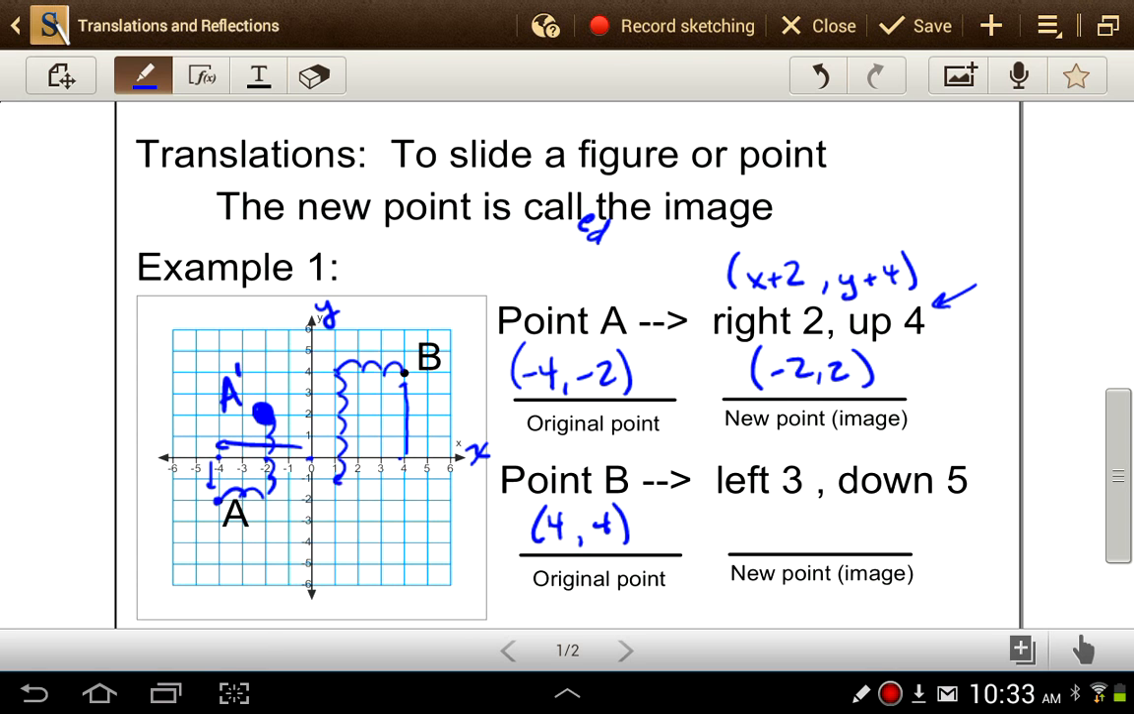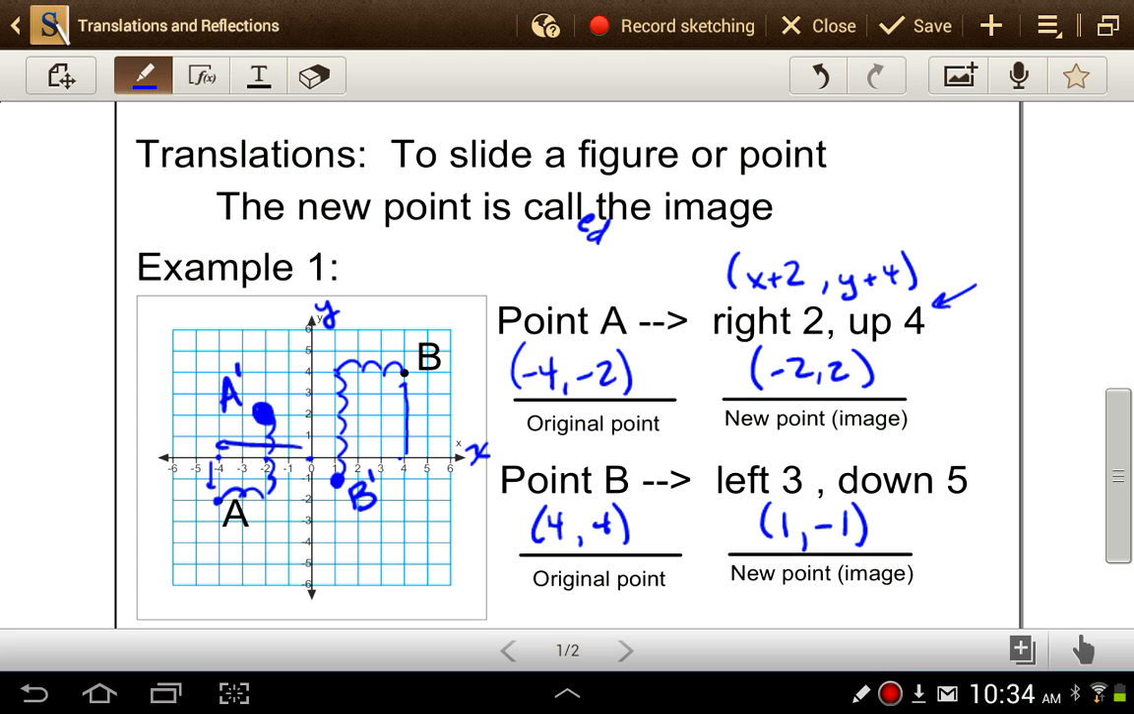Okay, so my new point is there. That's called my image, and I use a little apostrophe there to let you know. And then I figure out my new ordered pair. 1 to the right, 1 down. So 1 to the right is 1, 1 down is -1. So 1, -1. So I've drawn my point, plotted it, and then I've written down my ordered pair. And that's what you have to do for translations.